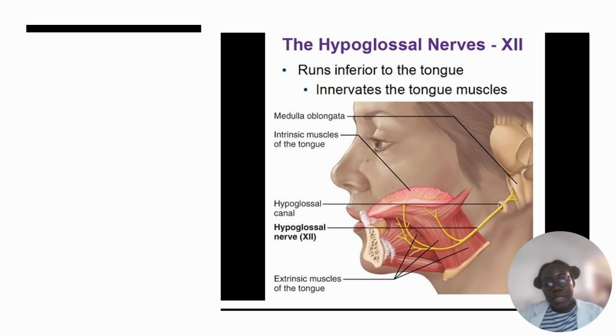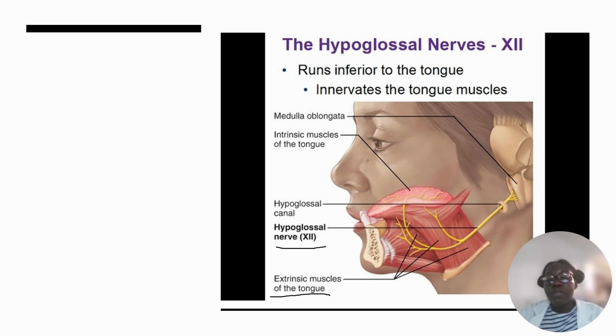And lastly, but not least, we have the hypoglossal nerves, which is the 12th set of cranial nerves, and it innervates the tongue, which has a big impact on how we speak, or we can say the intrinsic muscles of the tongue. This nerve is very important because if it doesn't function well, we will have speech impediment, and our words won't sound the same.